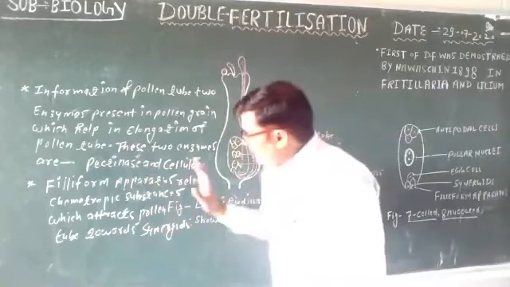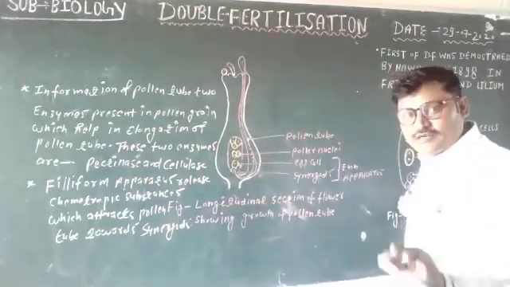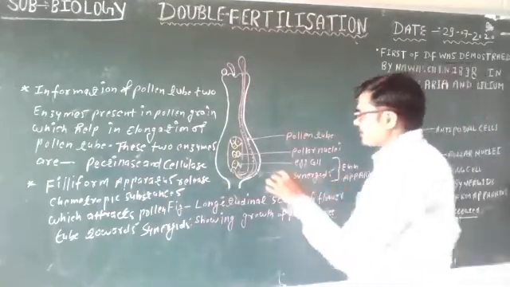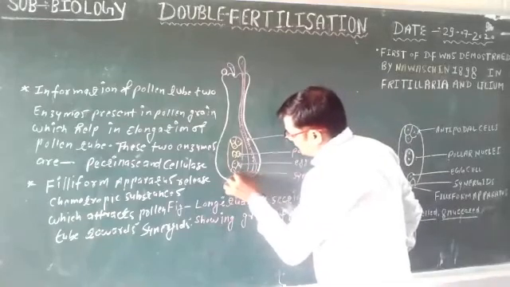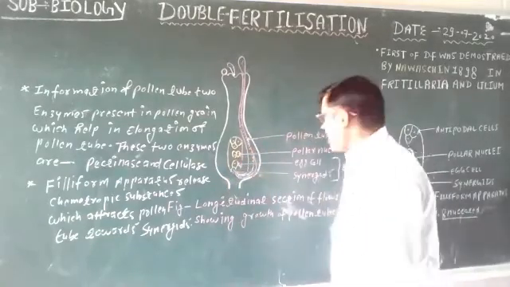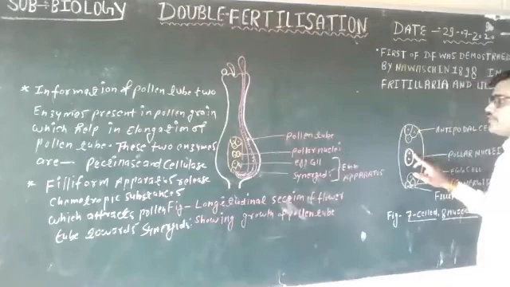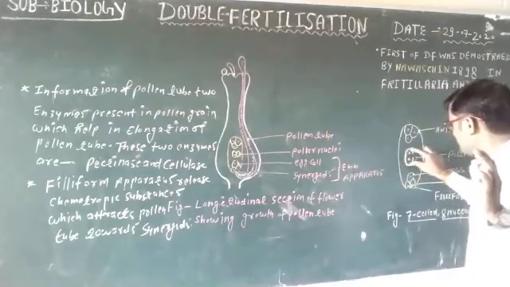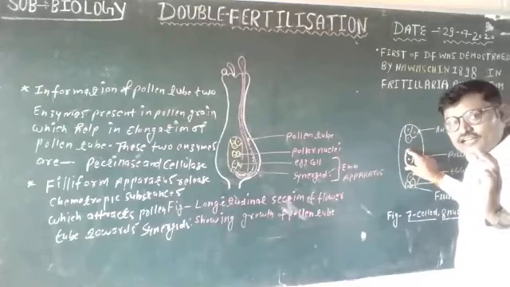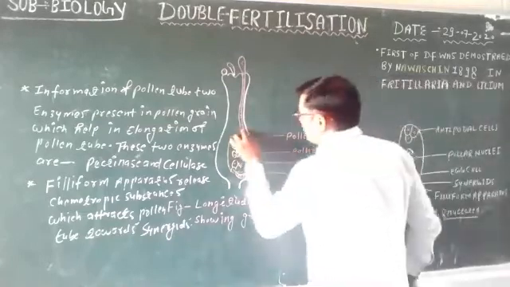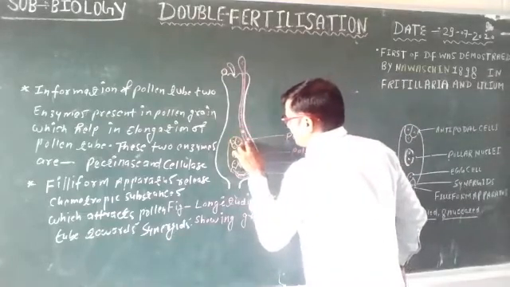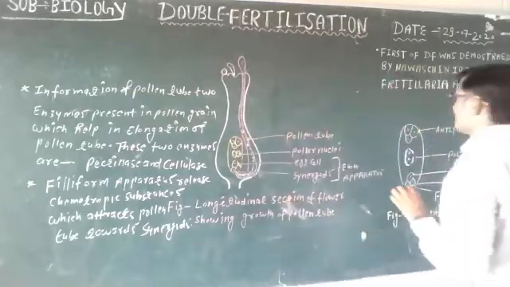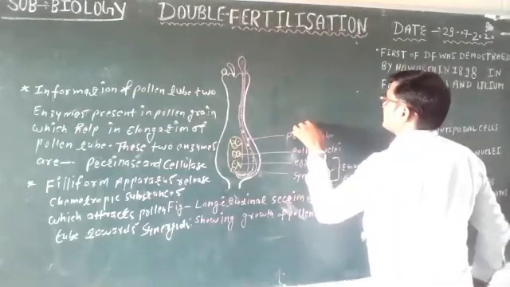Let's see now what will happen after this. The pollen tube and filiform apparatus release the chemical substances. Then the pollen tube enters inside the embryo sac. As you know, in the embryo sac these two nuclei are present, and this is the pollen tube, and in the pollen tube I'm making one more structure here.